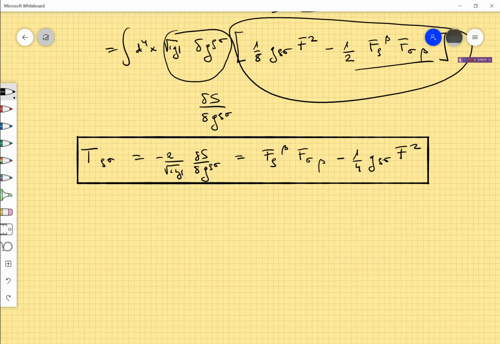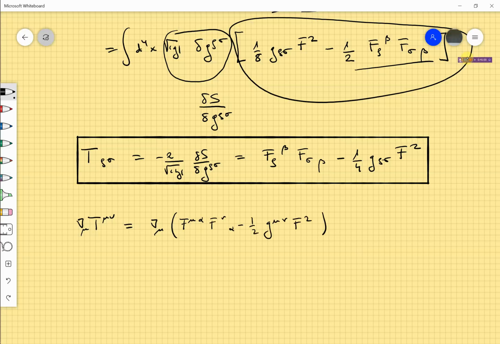Now, if we try to prove the same property, that the divergence of this energy momentum tensor is 0, okay, let me write this as f mu alpha f nu alpha minus a half g mu nu f squared. Okay, the first term that I get, it has an alpha, is clearly the Maxwell equations that we have derived before, so this will vanish on shell.